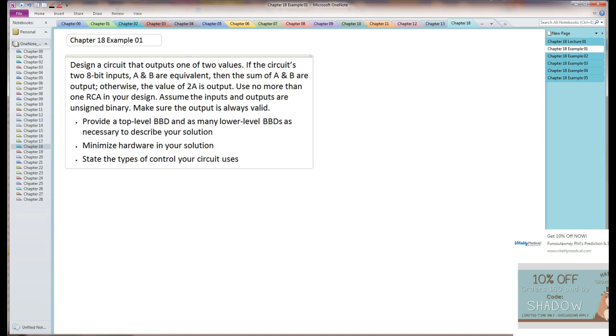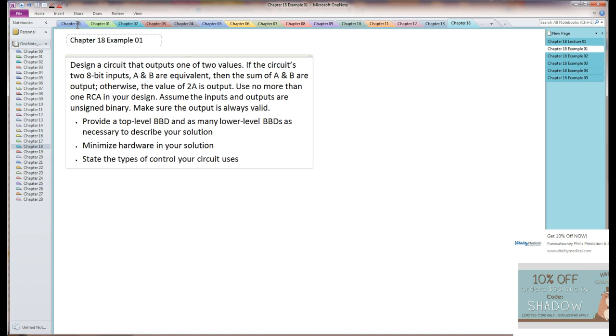This is Chapter 18, Example 1. The circuit we need to design here outputs one of two values. It outputs one value, and the inputs are two 8-bit inputs. I'm trying to establish the high-level black box diagram here.